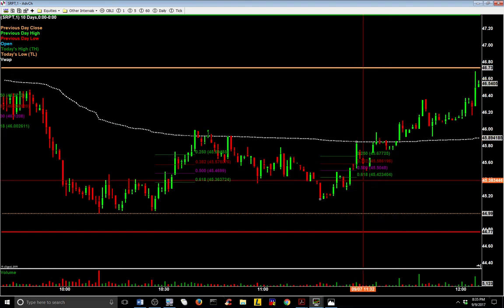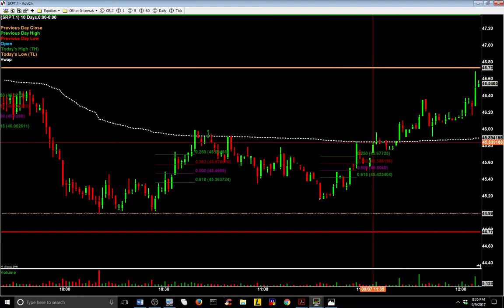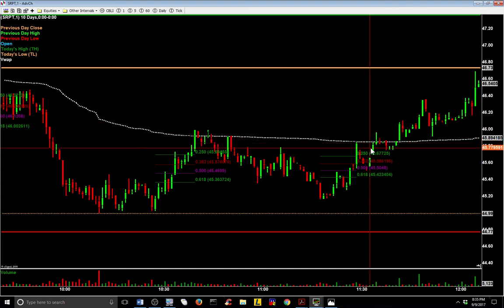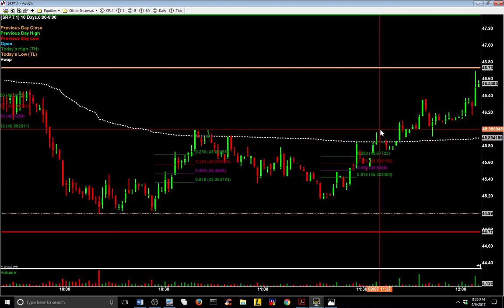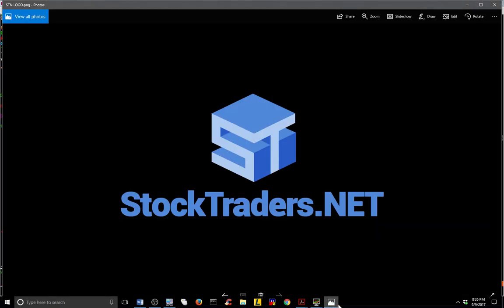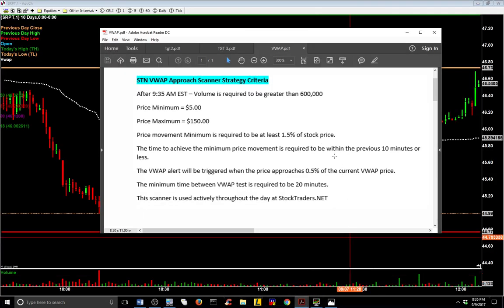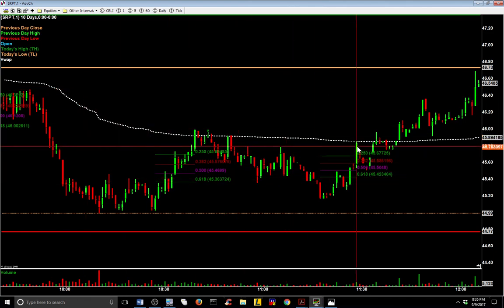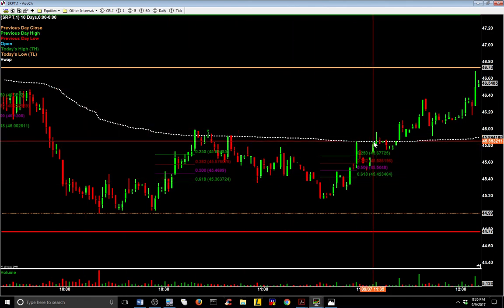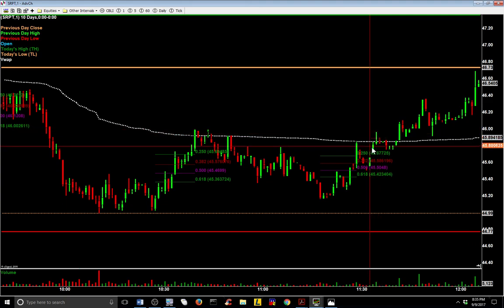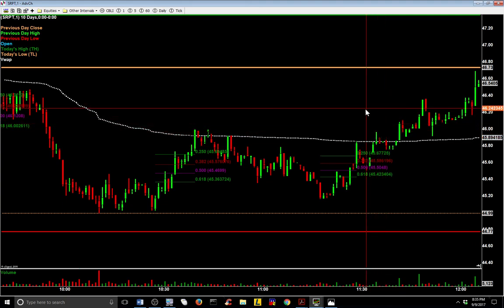And many of you watching the video see another approach here. However, this approach to VWAP would not be a valid trade. Why? Because our criteria requires a minimum test duration be at least 20 minutes. And in this case, it was 5. So this would invalidate a VWAP approach target.